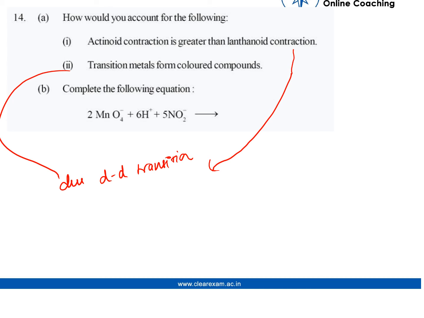The third one is, complete the following reaction. So the completed reaction is 2Mn2+ plus 3H2O plus 5NO3-.